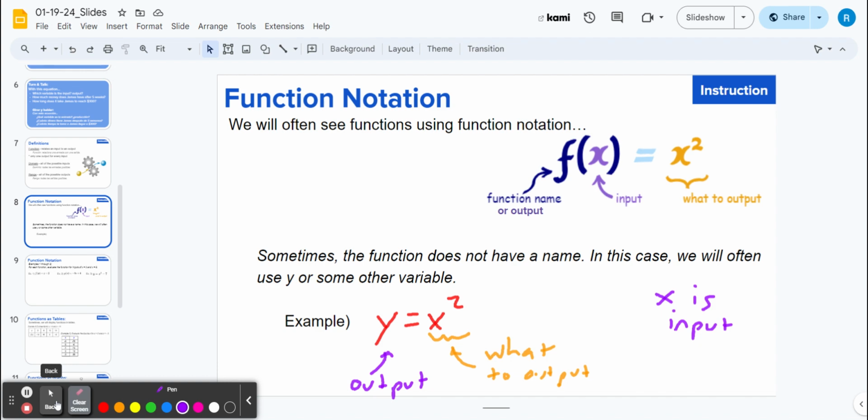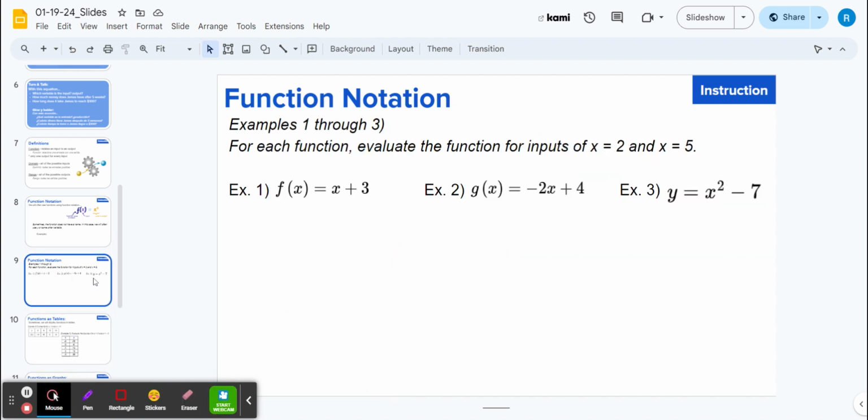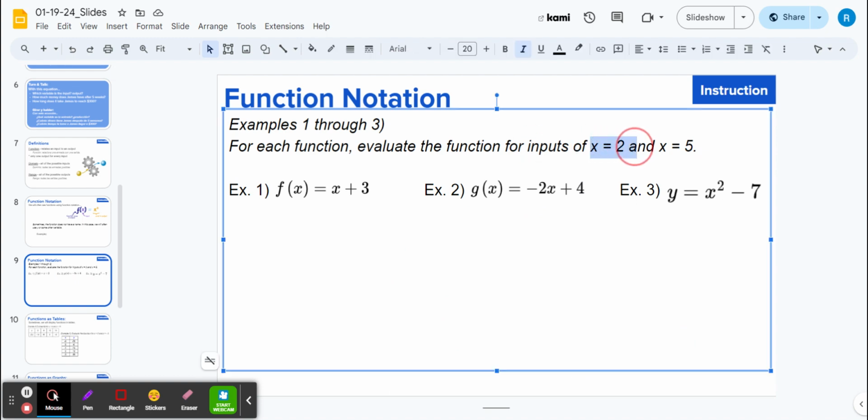So let's see how this plays out in some example problems where we're asked to evaluate different functions. For each function, evaluate the function for inputs of x equals 2 and x equals 5. So we have three different functions here, one for each example. And we're going to evaluate two different outputs based on the inputs we're given.